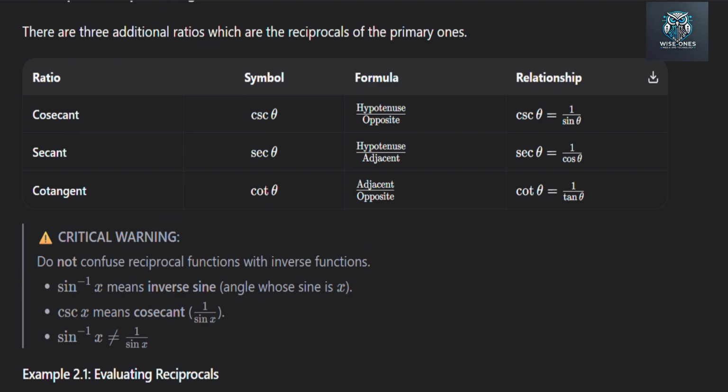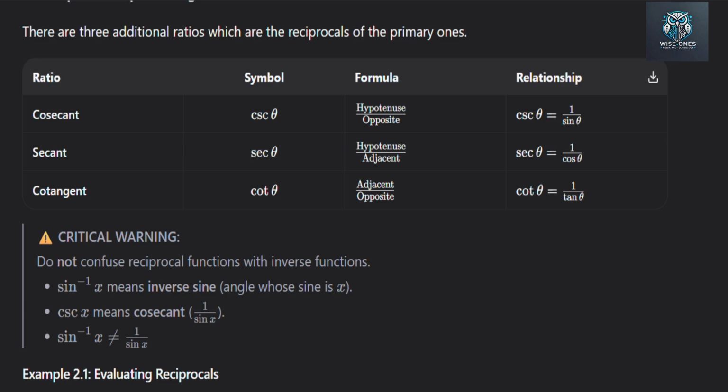The first is cosecant. The symbol is CSC theta. It is hypotenuse over opposite. It is 1 over sine theta. The second is secant. The symbol is sec theta. It is hypotenuse over adjacent. It is 1 over cosine theta. The third is cotangent. The symbol is cot theta. It is adjacent over opposite. It is 1 over tangent theta.